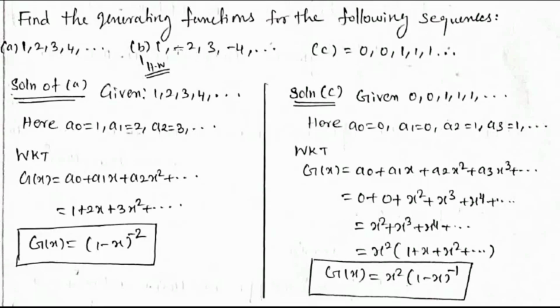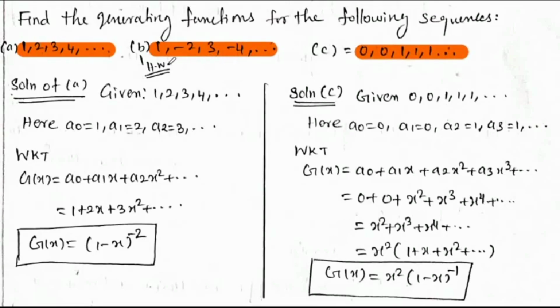Okay, let us take one example. Find the generating function for the given sequences. First: 1, 2, 3, 4, and so on. Second question is 1, minus 2, 3, minus 4, etc. And the third question is 0, 0, 1, 1, 1, and so on. We consider the second question a homework question, so we are going to solve the first question and the third question.